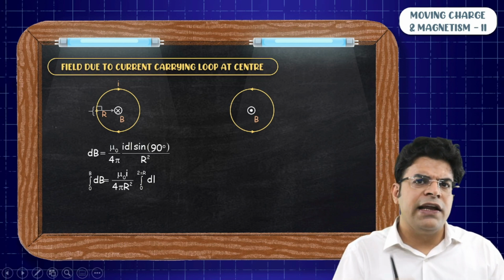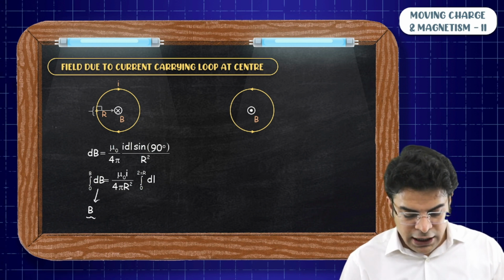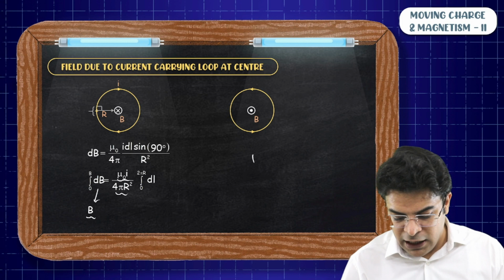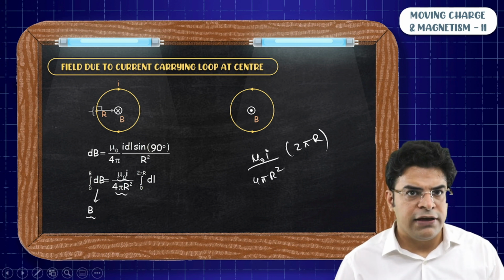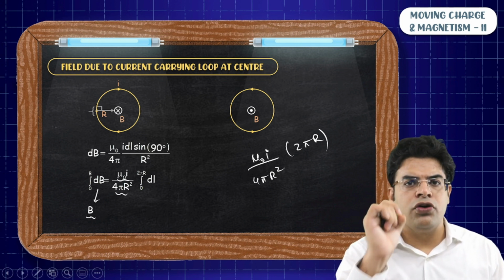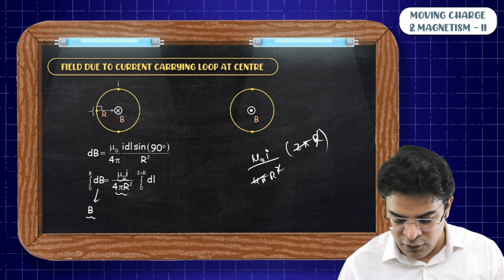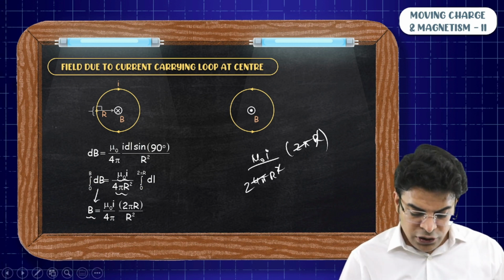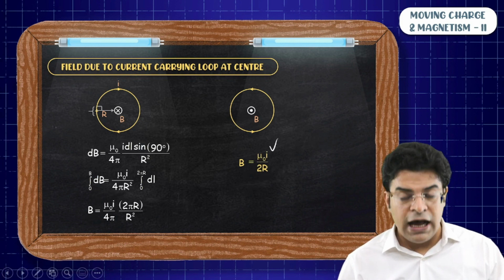After integrating and substituting limits, you get that the strength of magnetic field B equals mu naught I by 4 pi r square, multiplied by 2 pi r. Integration of dl gives you L. Substituting limit from 0 to 2 pi r, you get 2 pi r, cancel out 1 r with 1 r, and here 2 pi, here 4 pi, so you get a 2. So you get that the magnetic field strength comes out to be equal to mu naught I by 2r.